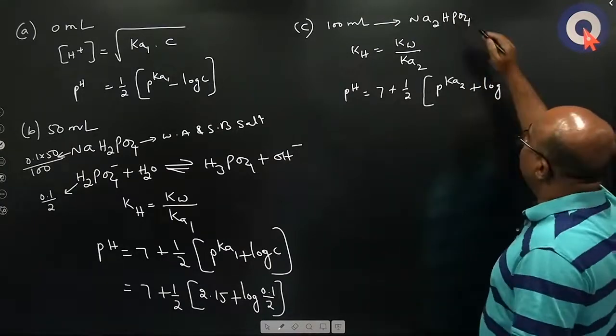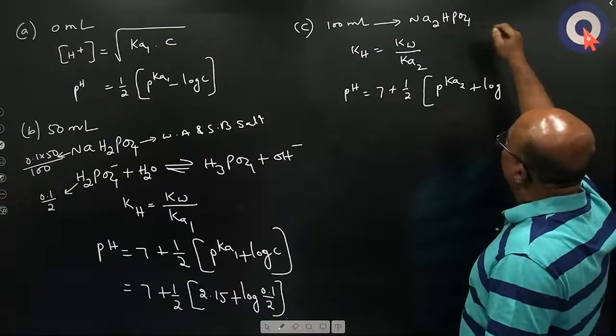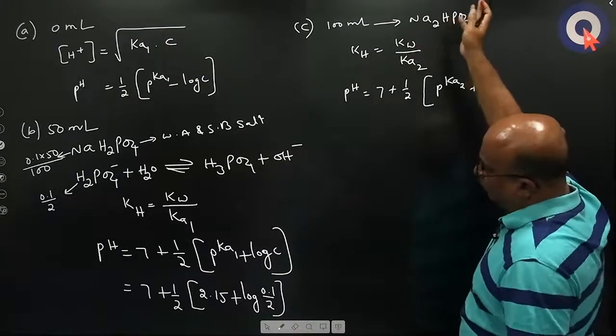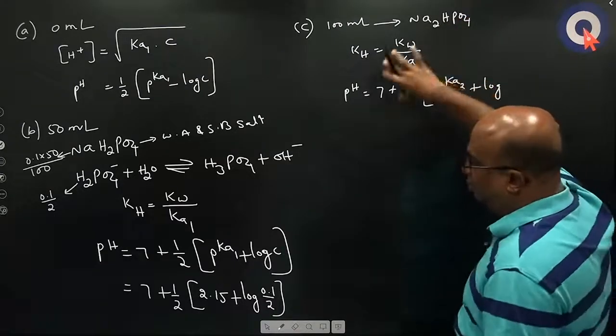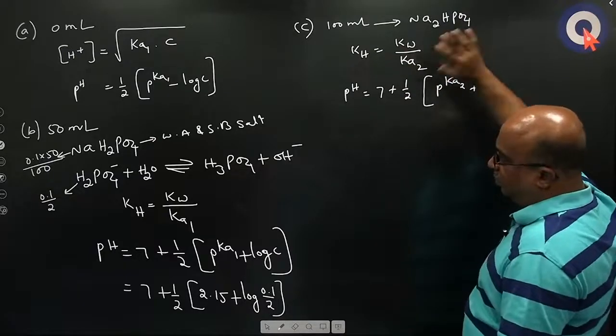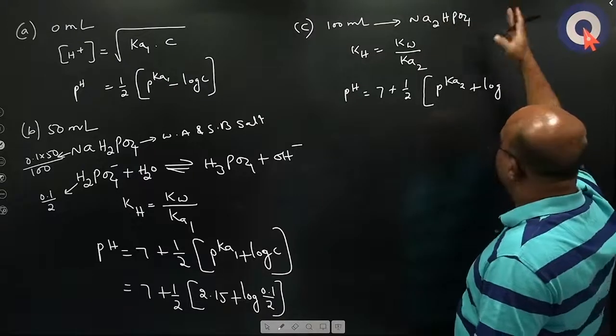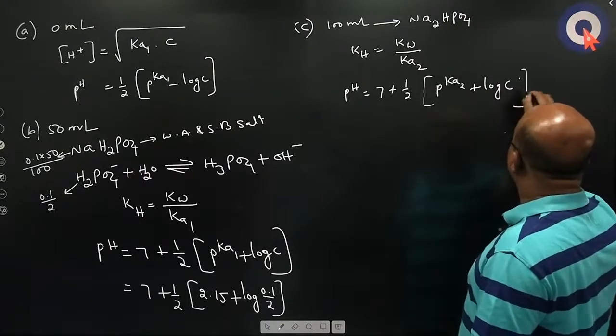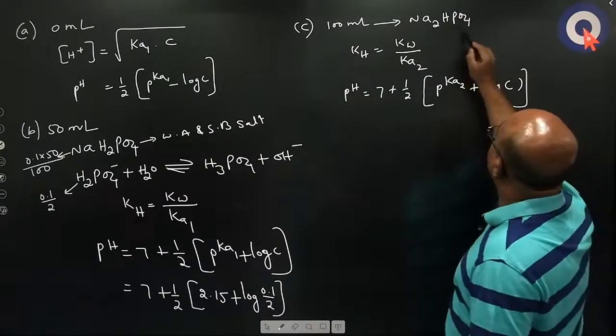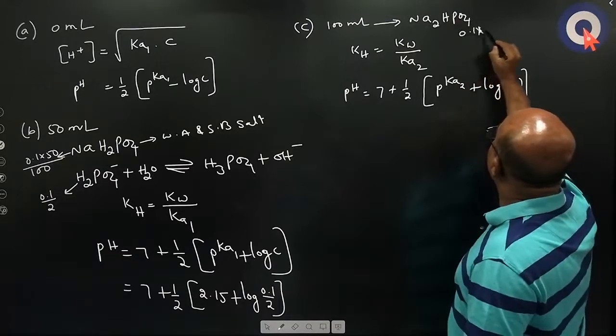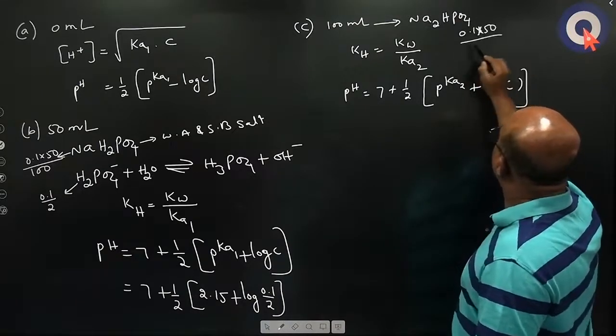What is the concentration of this? 0.1 into 50, 0.1 into let us say 100. So how much you will get, you can take, that is 0.1 into 50 by the total volume, which becomes 150. You can write that concentration here. So what will this be? 0.1 into 50 by 150.